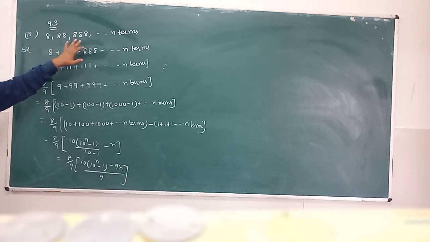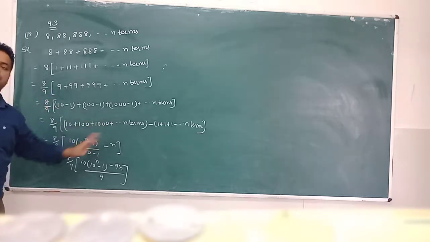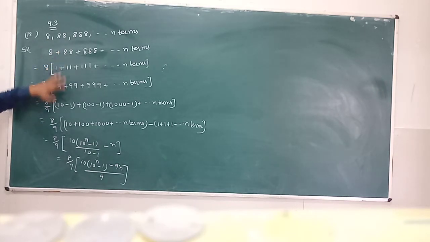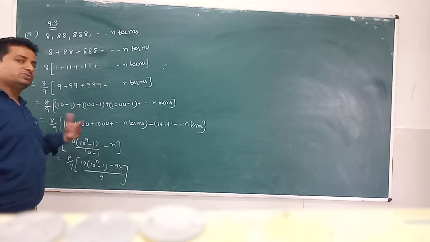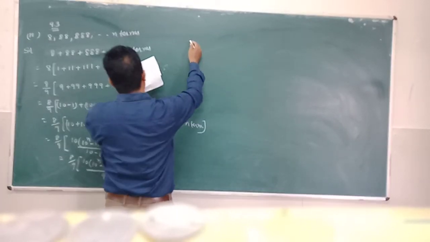If there is 33, then we apply the same way: take 3 common, divide by 9, and the remaining sum is as it is. If in place of 8 there is another number, use the same way. The difference in the answer is that if the term starts with 3, it is 3/81; if the term starts from 5, 5/81; if it starts from 7, 7/81. This is the answer of all these questions.